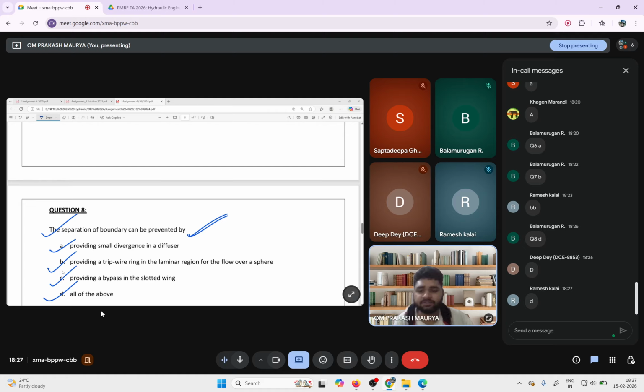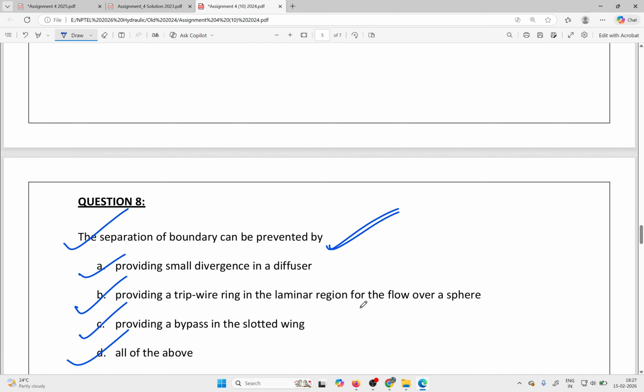Okay, so let me just explain. Yes, here all options are correct. When you provide a small divergence diffuser and the trip wire ring in the laminar region, and in the slotted wing provide a bypass, you can definitely prevent the boundary layer separation.